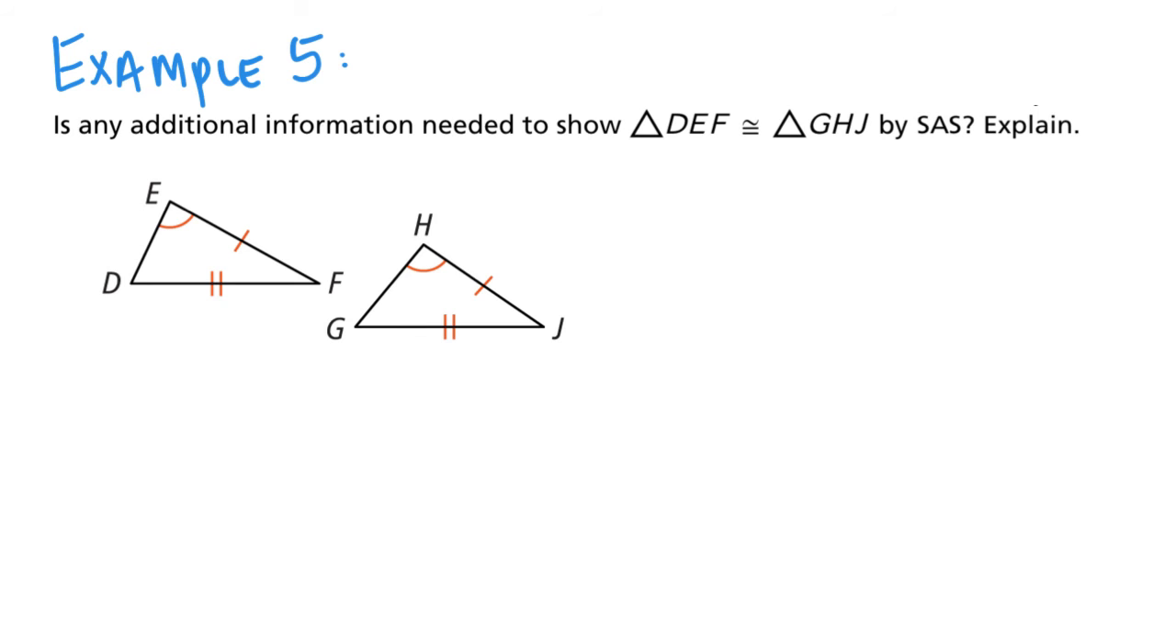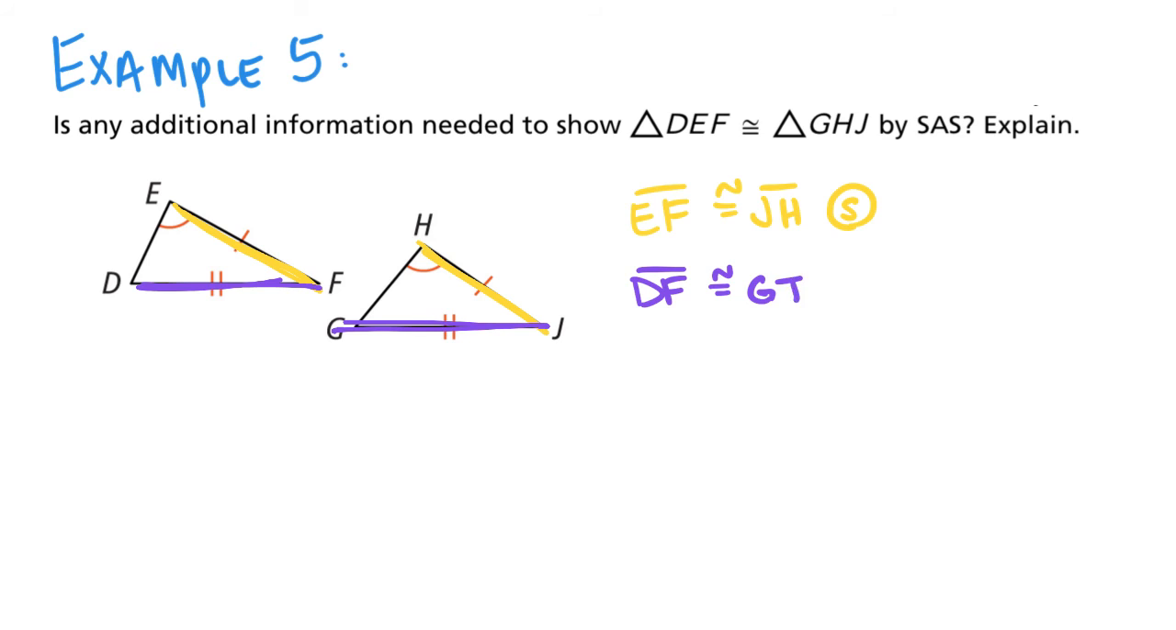What I already know is that segment EF is congruent to segment JH. That's one of my pairs of sides. I know that segment DF is congruent to segment GJ. That's another pair of sides. And then it's got that angle E is congruent to angle H, which is a pair of angles.